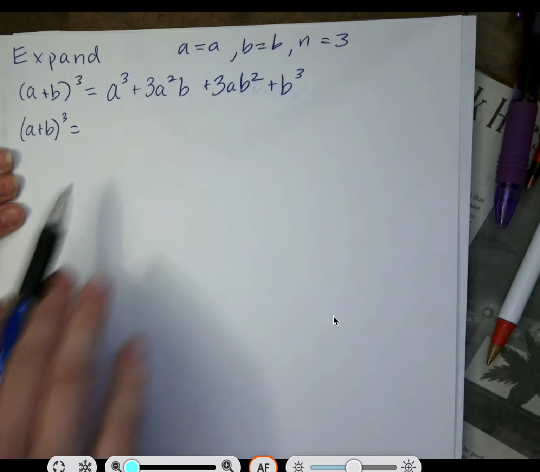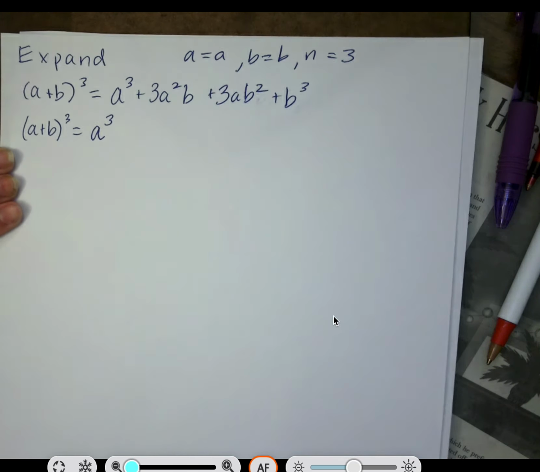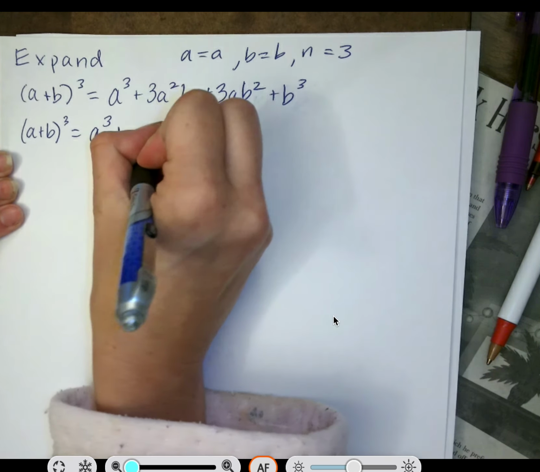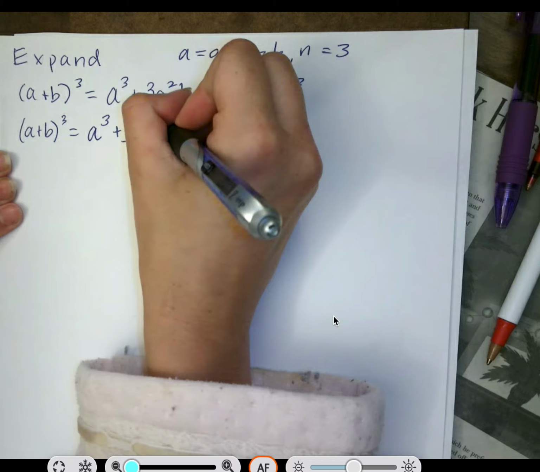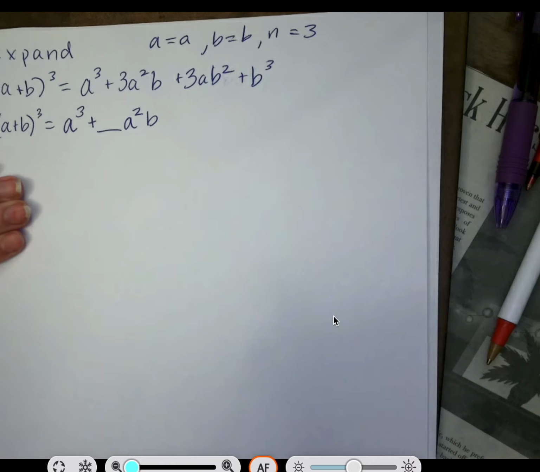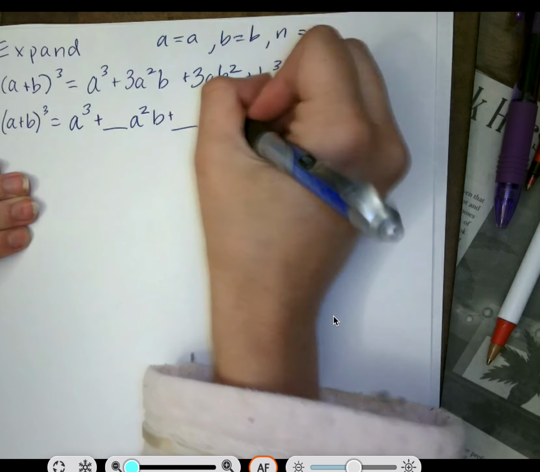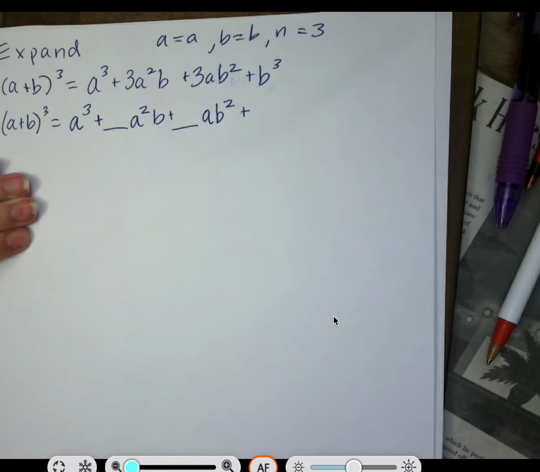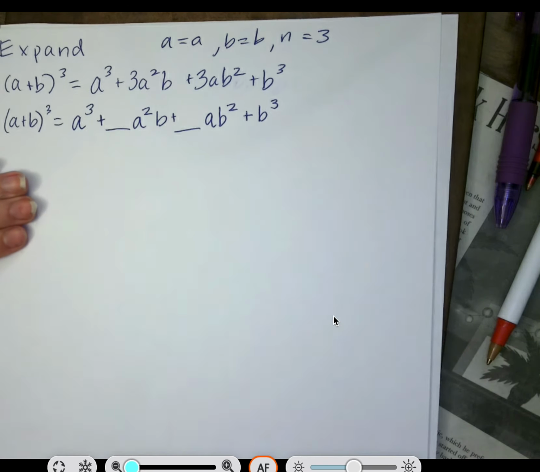So our first term, when k equals 0, we do a to the n, a cubed, b to the k, or b to the 0, which is 1, plus, save room for your coefficients because only the first and last are going to be 1. Take 1 away from the power of a and add 1 to the power of b, plus coefficient. 1 away from the power of a, add 1 to the power of b, plus a to the 0, take 1 away from the power of a, b cubed, add 1 to b.